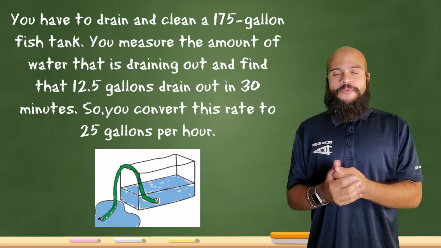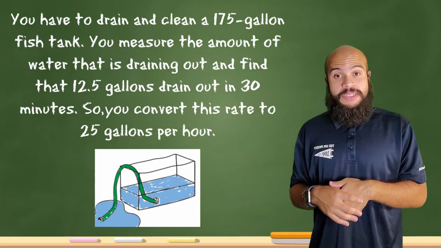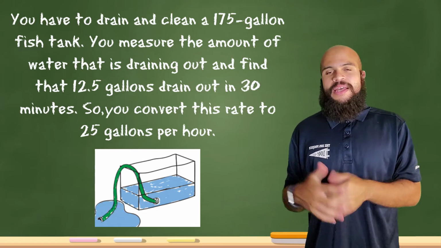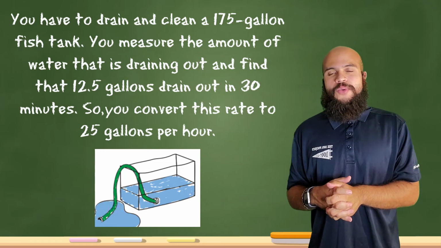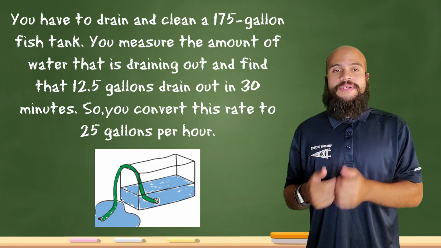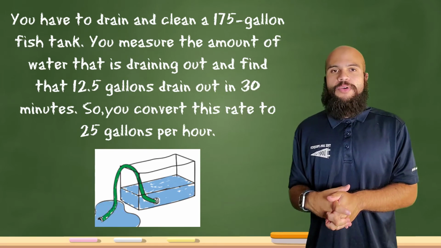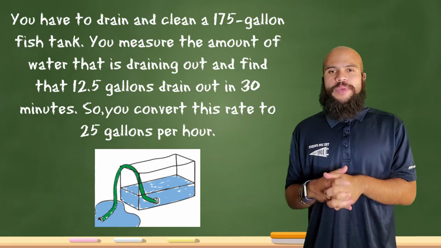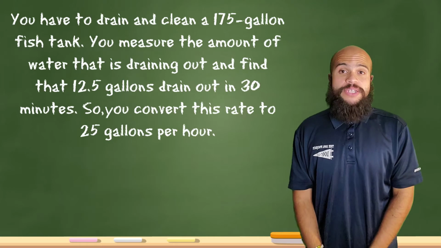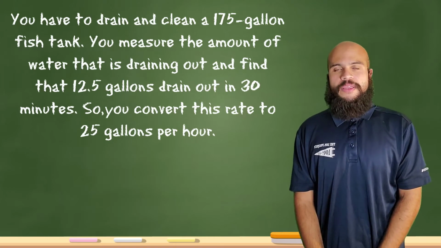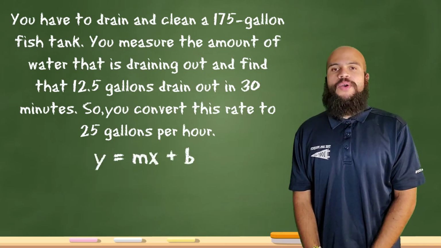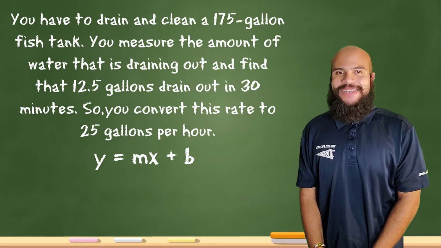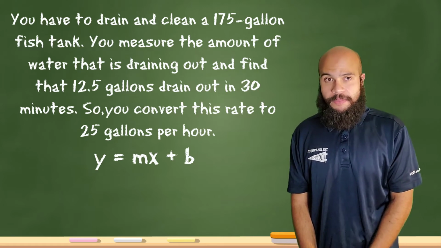So to make this simple for yourself, you could double this, because 30 times 2 gets to 60 minutes, which is an hour. So you simply say that the hose here is draining 25 gallons per hour. So let's model this situation using an equation in slope-intercept form. Remember, equations in slope-intercept form are written as y equals mx plus b, where m is the slope, which is the rate of change, and b is the y-intercept, or the starting point.